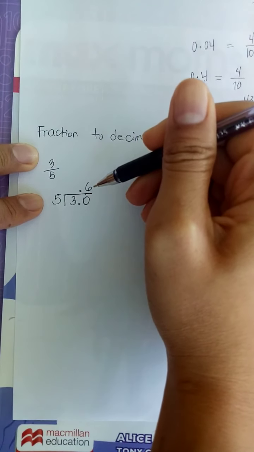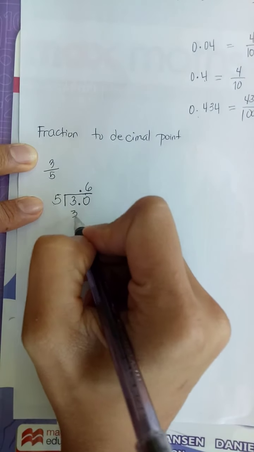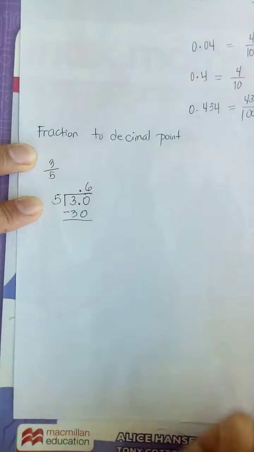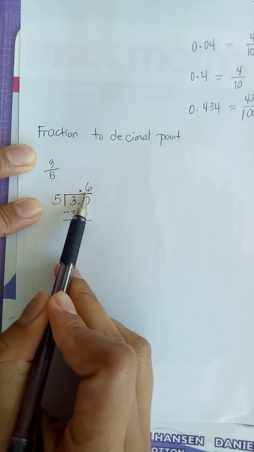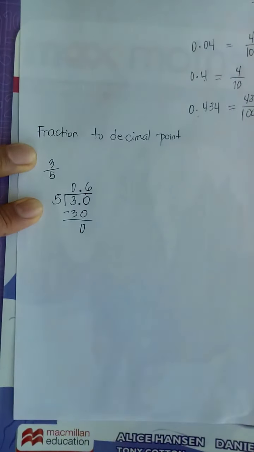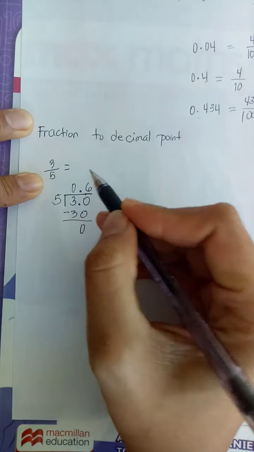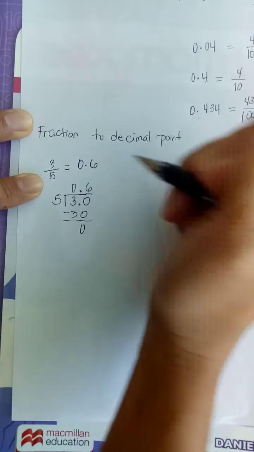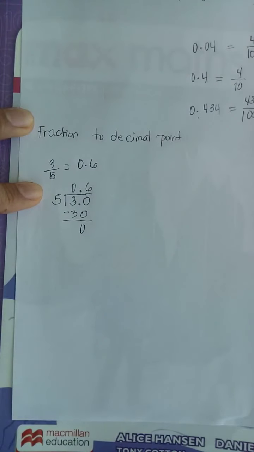Now do the regular division. 6 times 5 equals 30. So you write 30 here. Then we take away. 30 minus 30 equals 0. So we have the answer here, 0.6. Therefore, 3/5, the equivalent decimal value is 0.6. Okay, that is how you get the answer.